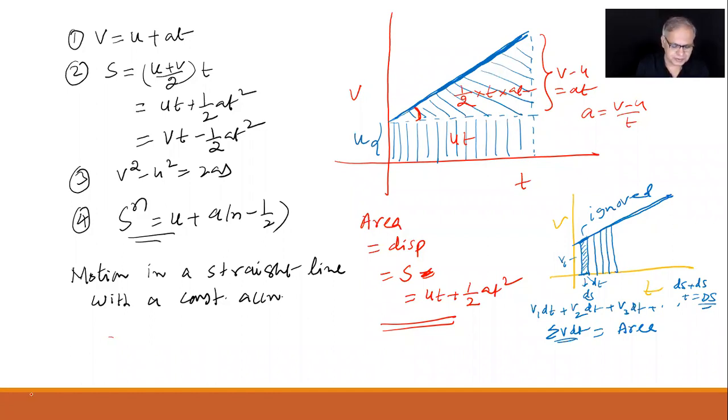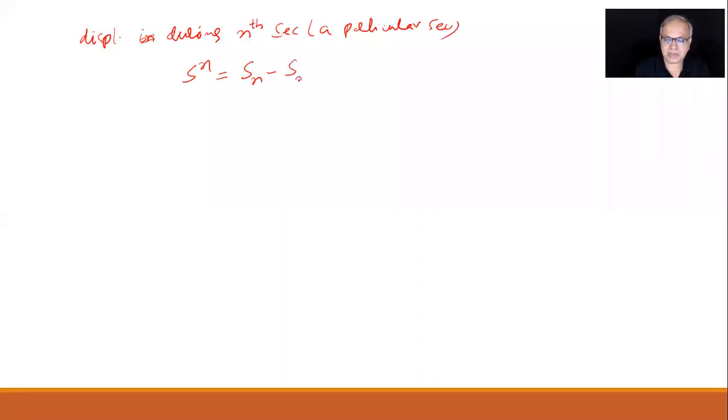Now, can I continue, children? Now the displacement covered during the nth second, or for straight-line motion I am saying distance also you can say if you want. During the nth second, that means a particular second. That will be S nth equals S in n seconds minus S in n minus 1 seconds.